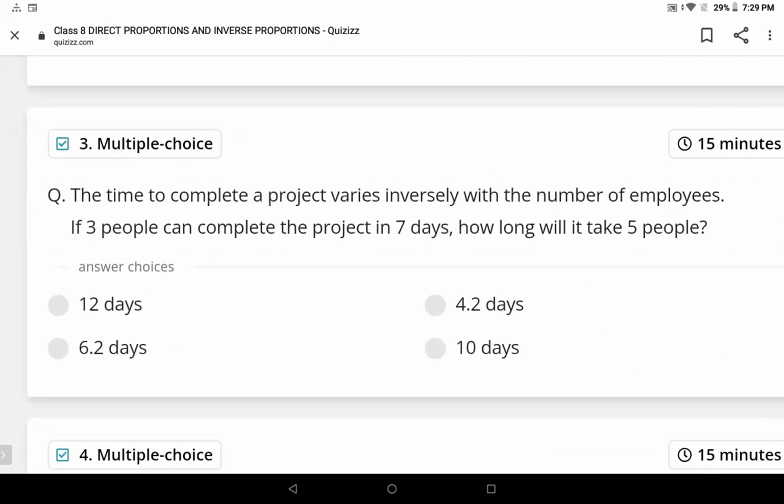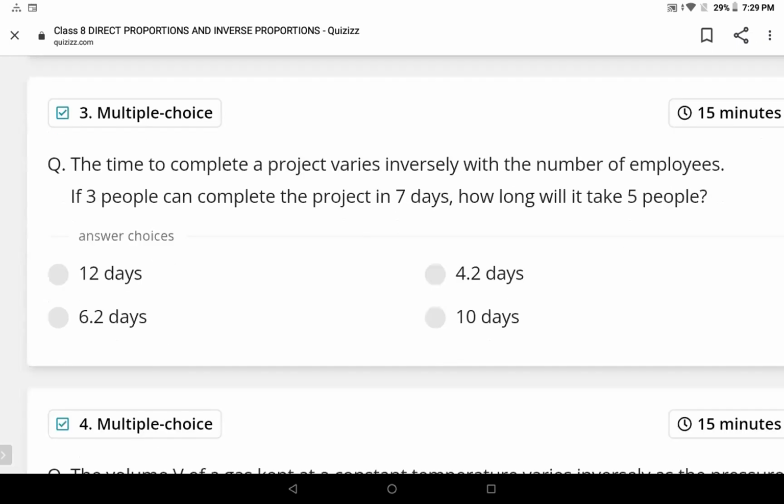Please go with the third question. Yes, ma'am. The time to complete a project varies inversely with the number of employees. If 3 people can complete the project in 7 days, how long will it take 5 people? Ma'am, this is inverse proportion because one value is going up and one value is going down. Very good. So 3 multiplied by 7 is 21, divided by 5, it's 4.2 days. Very good.